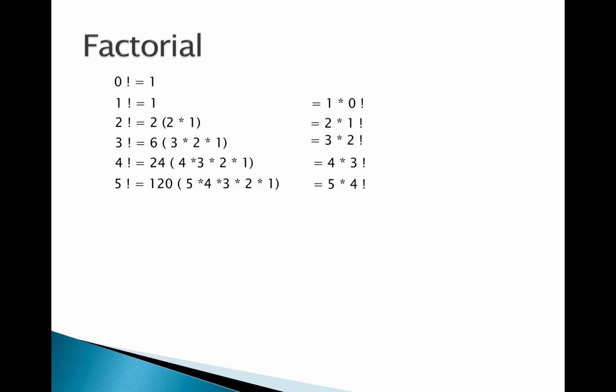So if you know the factorial of the previous number, you will be able to determine the factorial by multiplying the current number with the previous number's factorial. So n factorial is equal to n into (n minus 1) factorial.